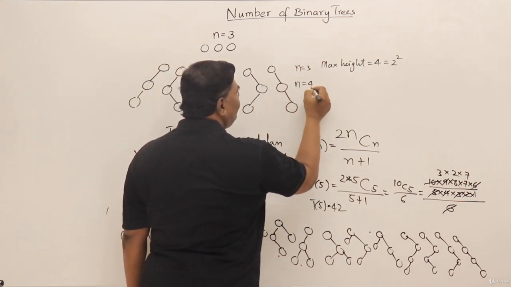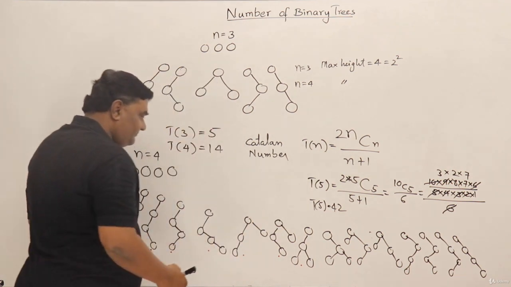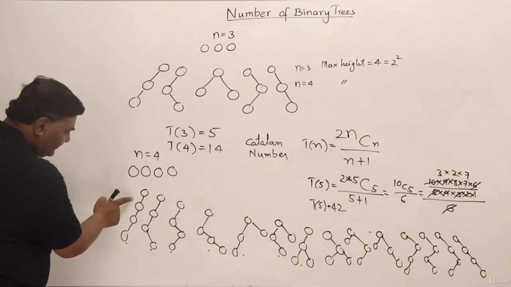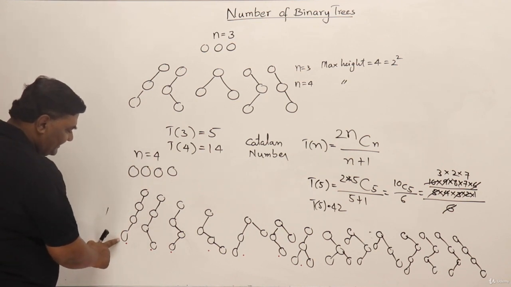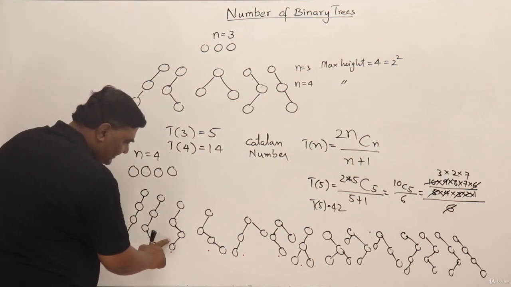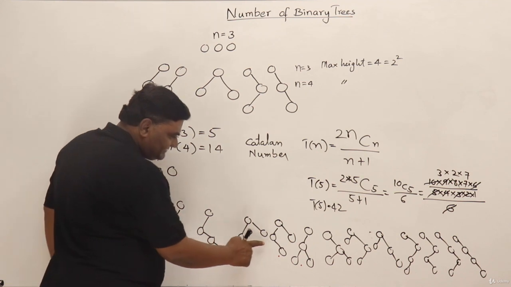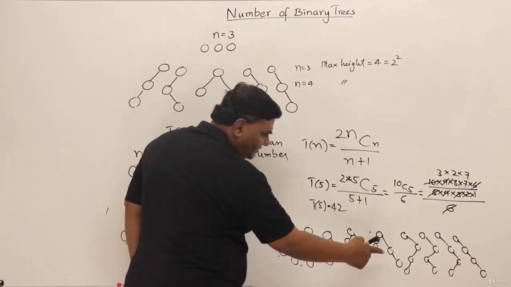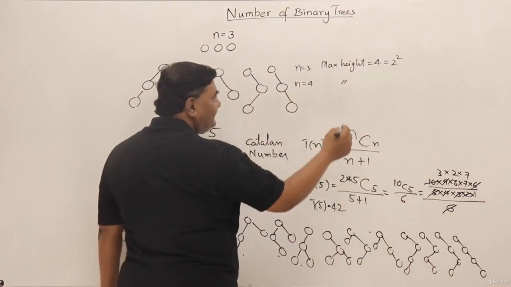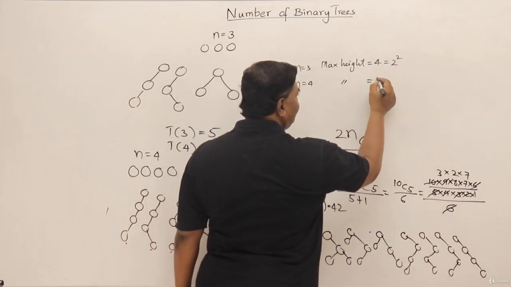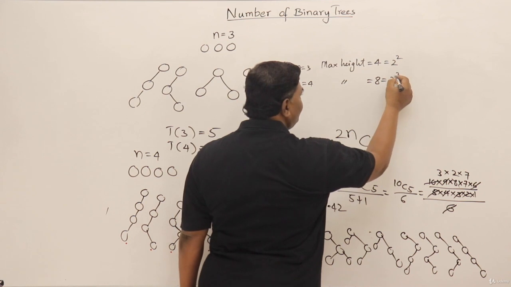Then what about n equal to 4 nodes? The number of trees with maximum height. Let us count them. 0, 1, 2, 3. Yes, this is maximum height because there are 4 nodes, so the height should be at most 3. So 1, 2, 3, 4. This is not maximum. Yes. 5, 6, 7, 8. So 8 trees are there with maximum height. So this is 2 cube.